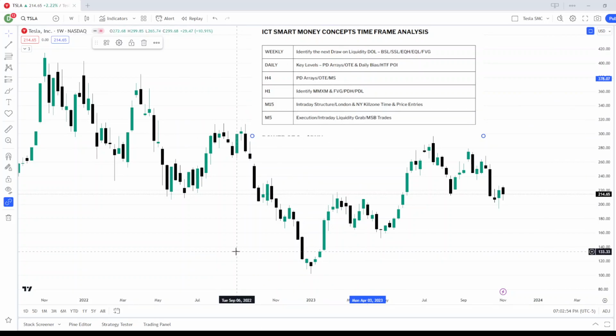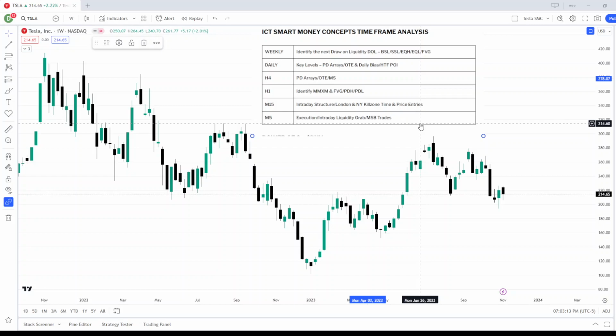And so the first thing we look at when we're looking at smart money concepts time frame analysis is we look at the weekly chart. So when we're looking at the weekly chart, what we're looking for is we're looking to identify the next draw on liquidity. And a draw on liquidity is basically as it sounds, right?